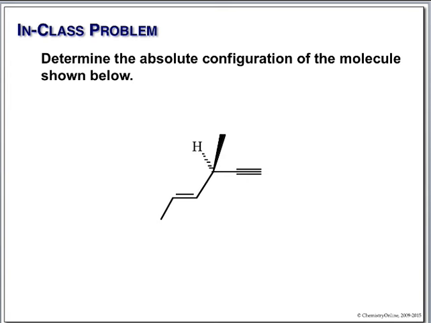Do that again. Methyl group comes to the front. This spins over to this side, and the double bond spins over to here. Now assign your priorities. We have a triple bond, that's 3 carbons. We have a double bond, that's 2 carbons. And we have a methyl group. Connect the dots. And this is R.